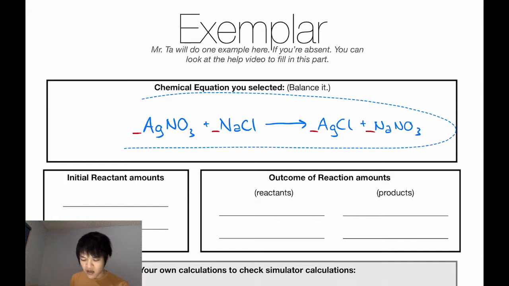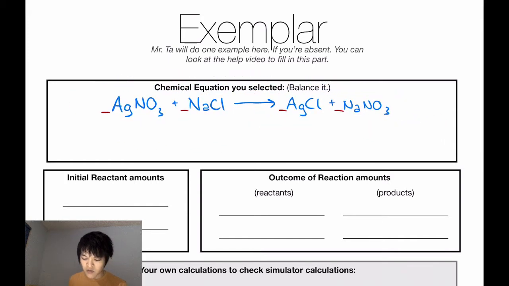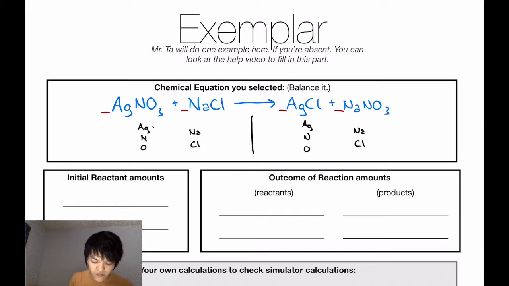So I'm going to have to add numbers in front of these to see if they're balanced. So actually, let me move it to the top here. I'm going to balance this chemical equation real quickly. Let's see on the left-hand side how many silvers, nitrogens, oxygens, sodiums, and chlorines do I have. On the right-hand side, I'm going to do the same thing. I'm going to count them really quick now.